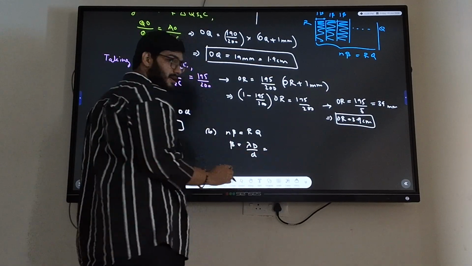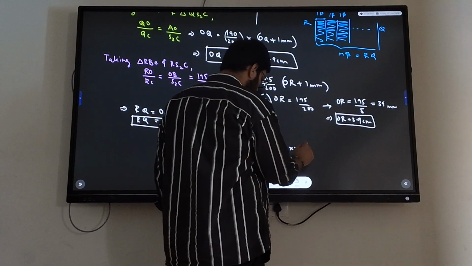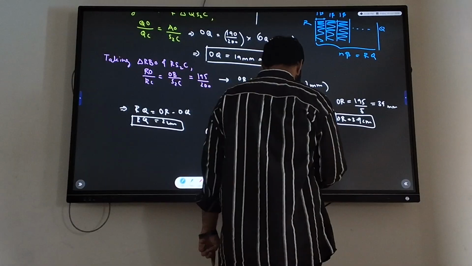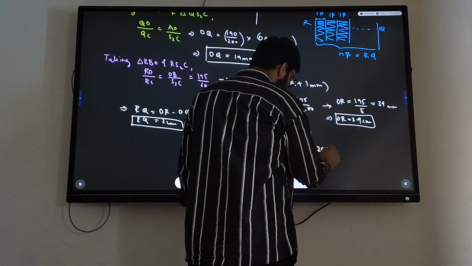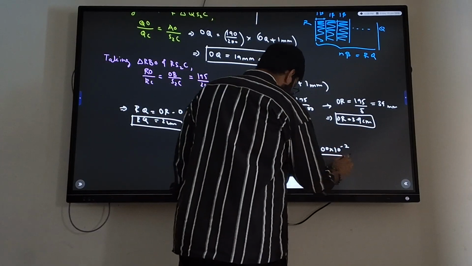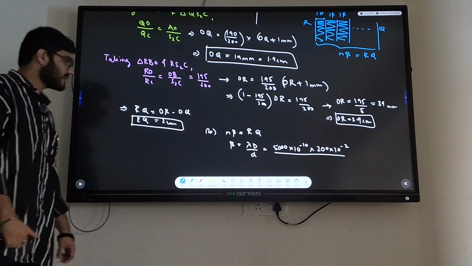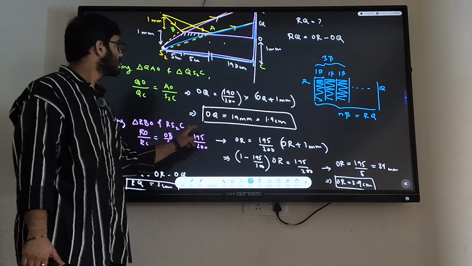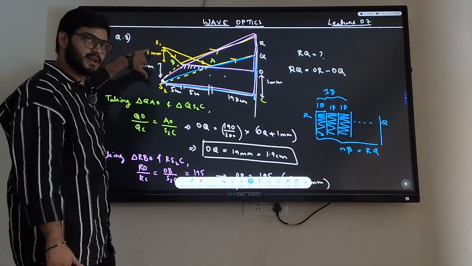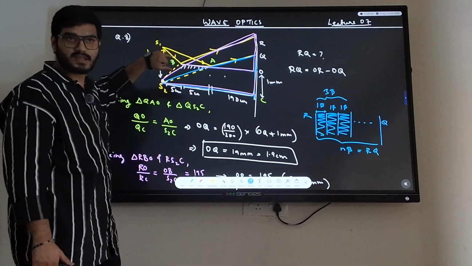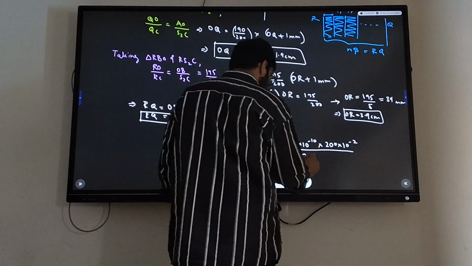Now tell me the values. Lambda is 5000 angstrom, 10 power minus 10. Capital D is 200 centimeters, 200 into 10 power minus 2. And small d is 2 millimeters. That is the distance between S1 and S2. That's 2 millimeters, and that is the small d. That's not 1 millimeter, so I should write 2 into 10 power minus 3.